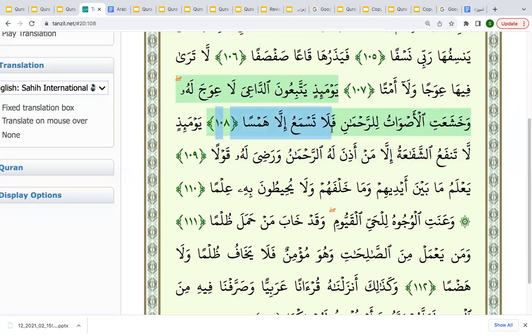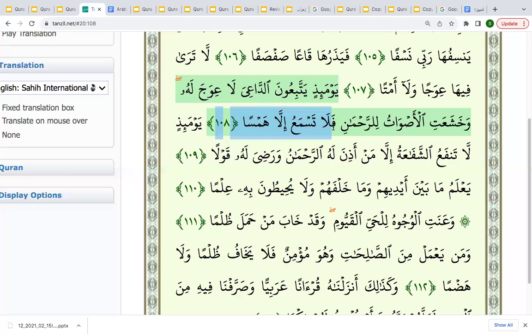So "fala tasma'u": you can call this fa something that is either connecting or istinaf, because first we were talking about people who are following a da'i in which there is no deviation, and their voices are lowered for Rahman. And now there is iltifat that you are seeing, "la tasma'u". Now you are who is being addressed. You will not hear except the footsteps.